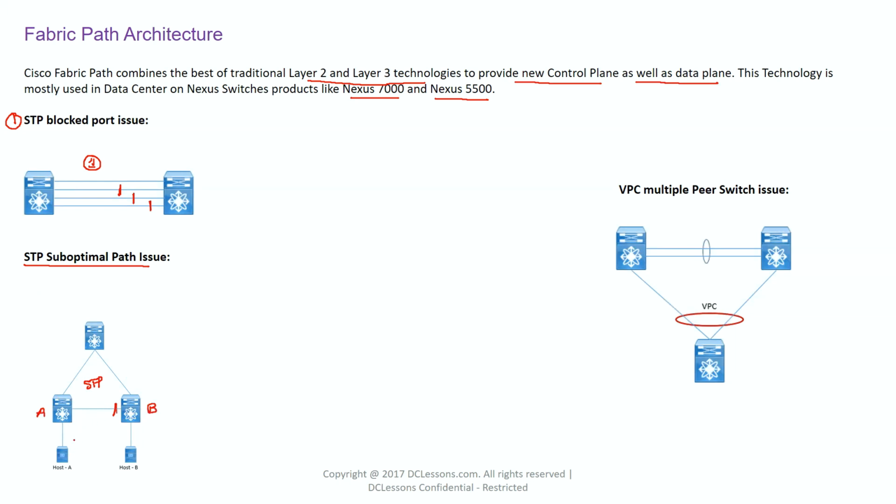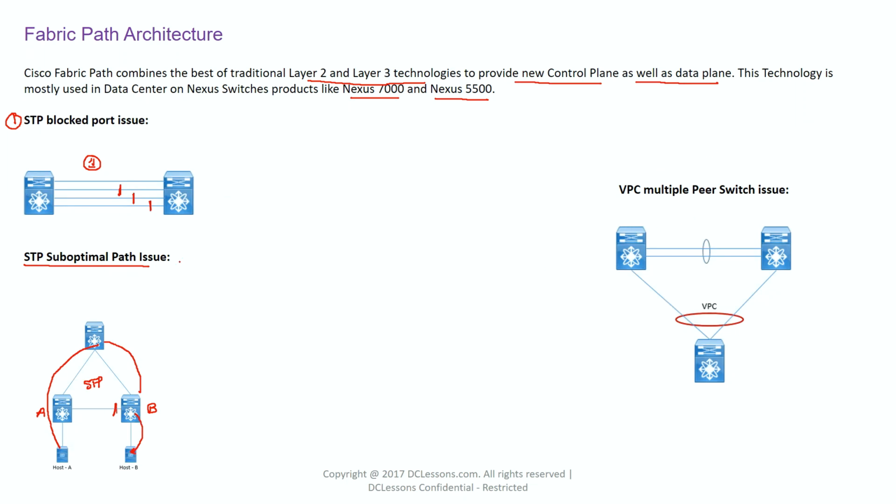But host A cannot send the traffic directly from switch A to switch B. Because STP has blocked this port, host A will send the packet all the way through the third switch, and from there it will reach switch B, and from there it will reach host B. So this is called the suboptimal path issue.